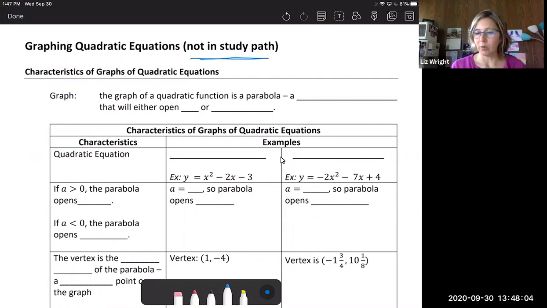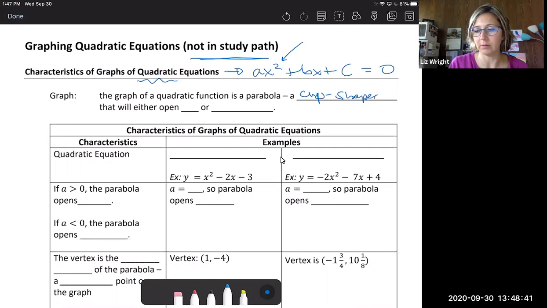All right, so for a graph, we're looking at characteristics of graphs of quadratic equations. Remember again that a quadratic equation is going to be of the form ax squared plus bx plus c equals 0. So again, remember that's our standard form. A quadratic, the highest power on that equation is going to be 2. And so again, that's what the quadratic equation means. So a graph of a quadratic function is going to be a parabola. And a parabola is a cup-shaped curve.